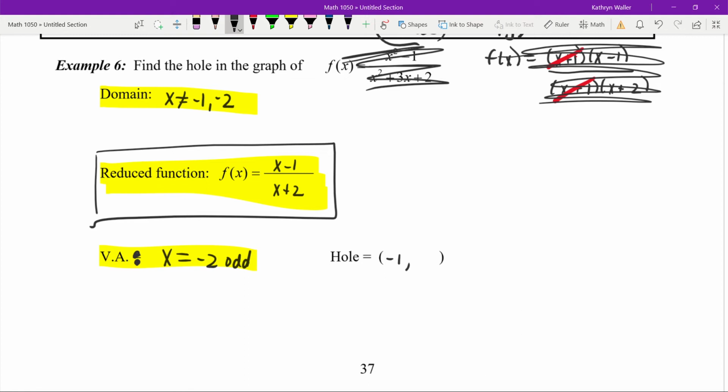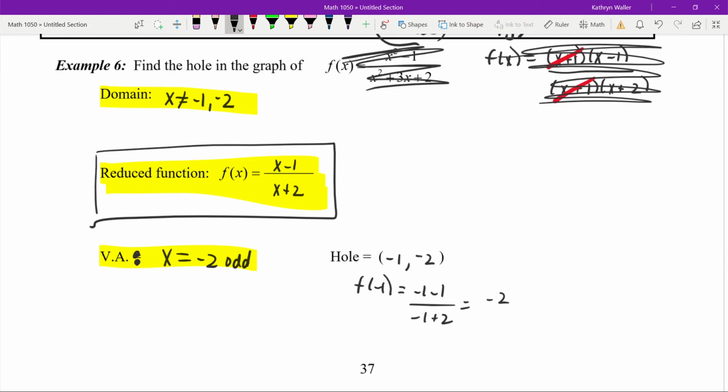Okay, let's go back to hole. I'm kind of jumping around. How do you find the y coordinate of the hole? Plug in the x. Yeah, plug in the x. So everybody go f of -1 is equal to -1 minus 1 over -1 plus 2. That's a -2 over a positive 1, which is a -2.